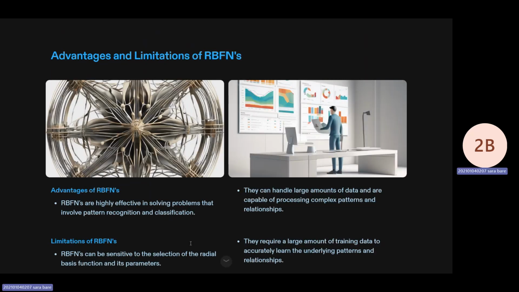So, moving to the advantages and limitations of RBFNs. So, advantages are they are highly effective in solving problems that involve pattern recognition and classification, and they can handle a large amount of data and are capable of processing complex patterns and relationships. Its limitations are they are sensitive to the selection of radial basis function and its parameters. And the next limitation is they require a large amount of training data to accurately learn the patterns and the relationships.